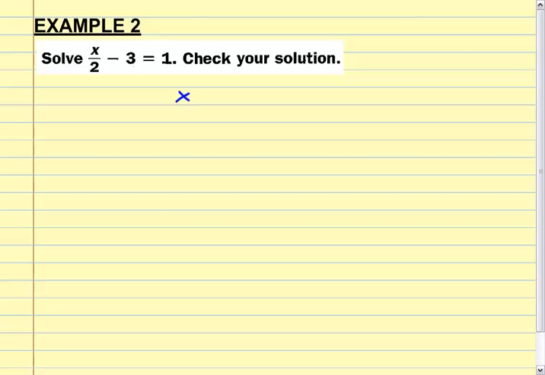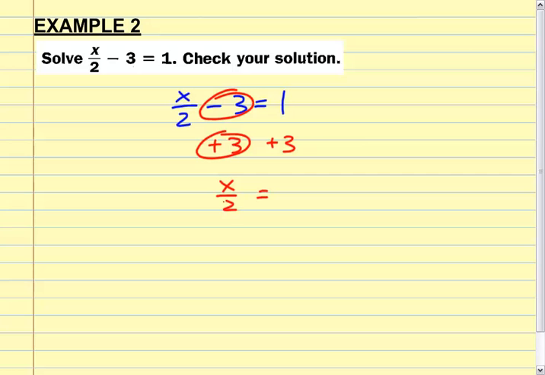Now I'm going to rewrite this just because I like working with my handwriting. And Allie says that I need to add 3 to both sides. What do I still have remaining on the left side? x over 2. And what do I have on the right side now? 4. Now we're closer, but remember it's 2 steps.